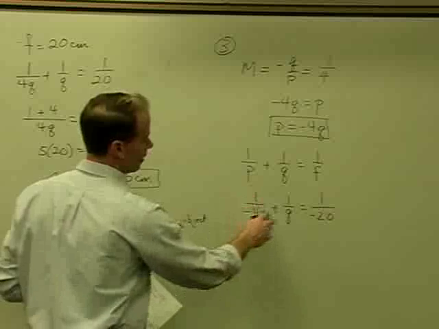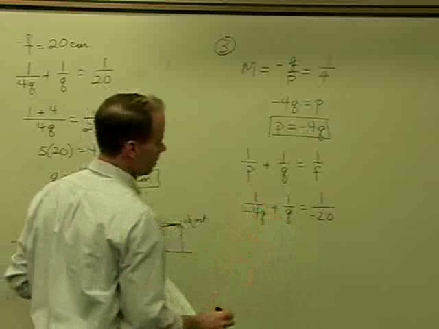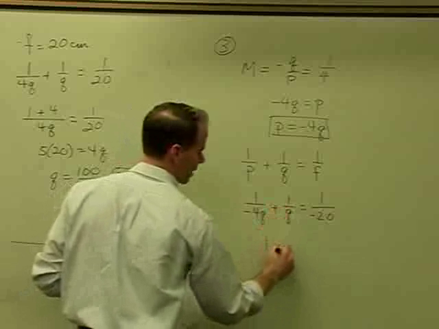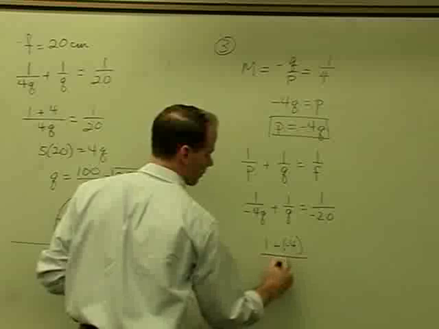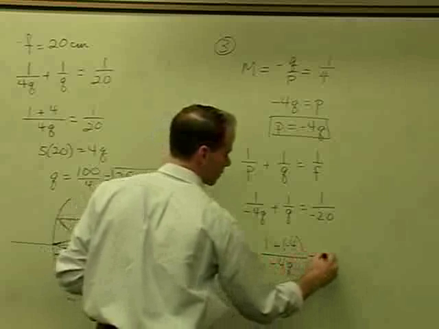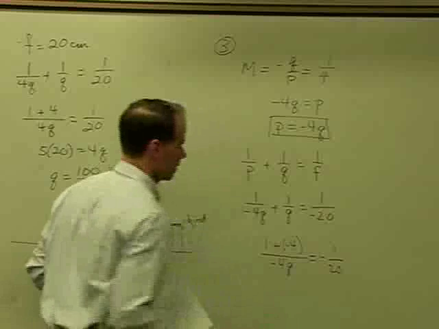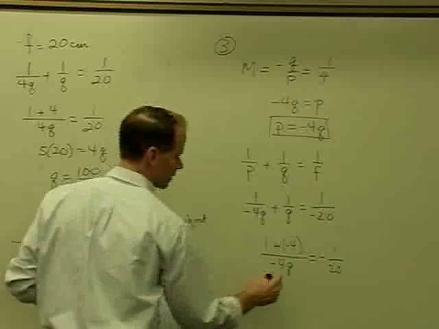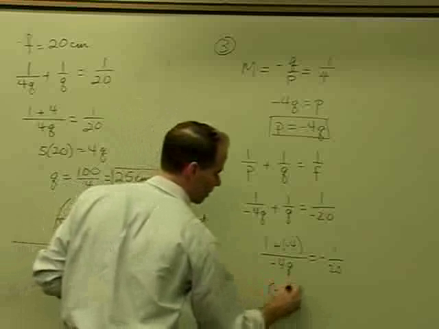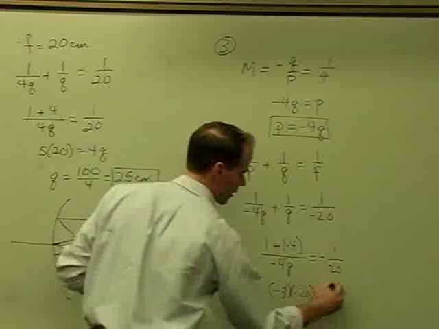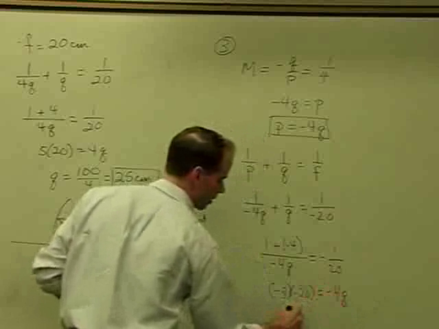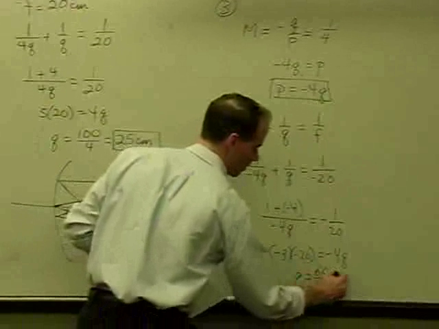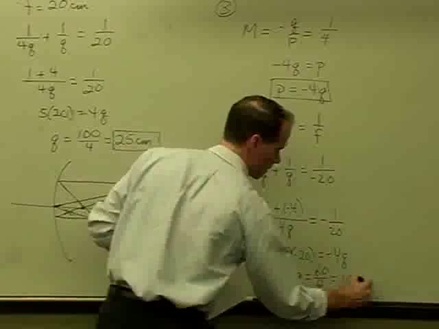Find a common denominator here. We'll multiply this by -4 on either end. So we'll have 1 plus -4 over -4Q equals -1 over 20. This would be -3 times -20 equals -4Q, or Q equals 60 divided by 4, or 15 centimeters.